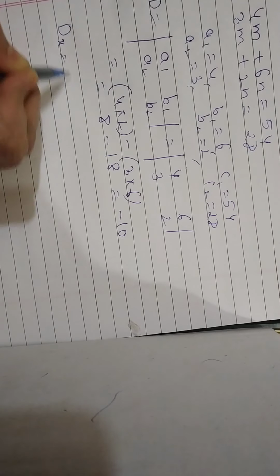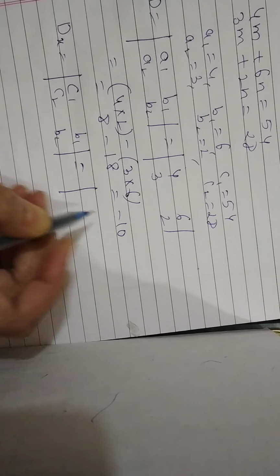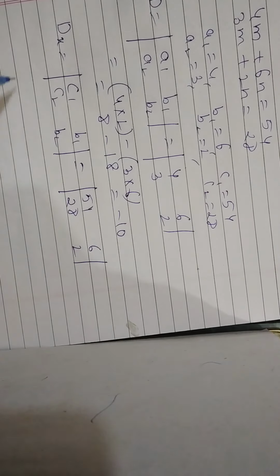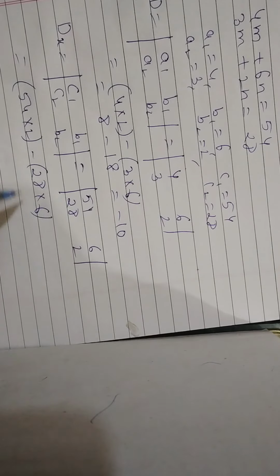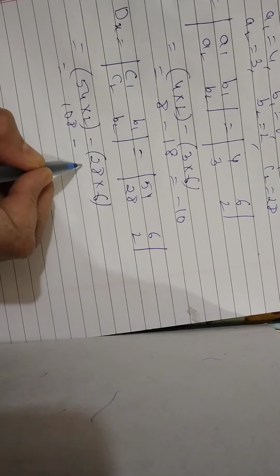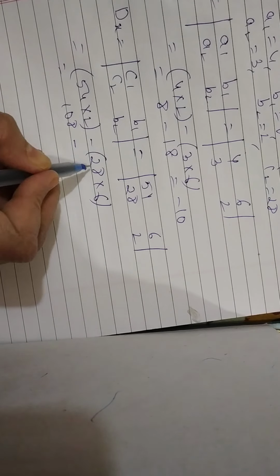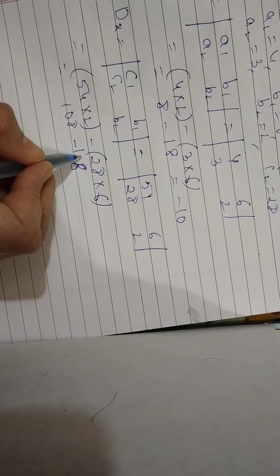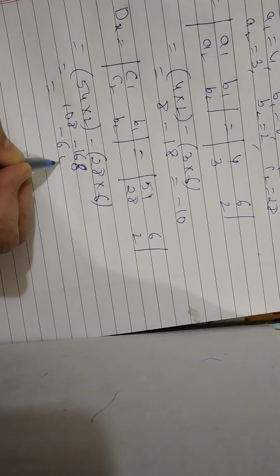Now Dx. C1, C2, B1, B2. What is C1? 54, C2 28, B1 6 and 2. This will be 54 into 2 minus 28 into 6. This will be how much? 108 minus 168. After subtracting you get minus 60.